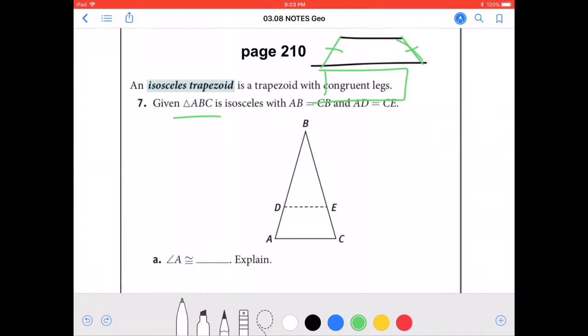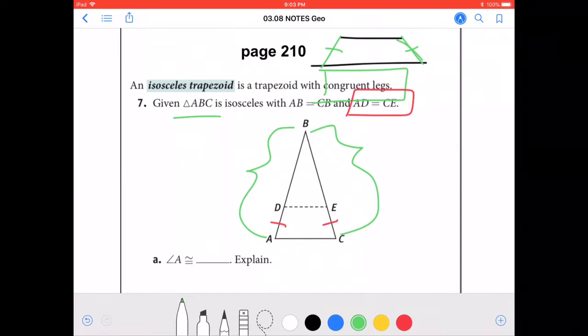So if we walk through this, we're saying that AB is equal to BC and that AD is equal to CE. So these parts are equal to each other, and then this whole side is equal to this whole side. It's not really a good way to mark that up, so I'll just put those brackets there.